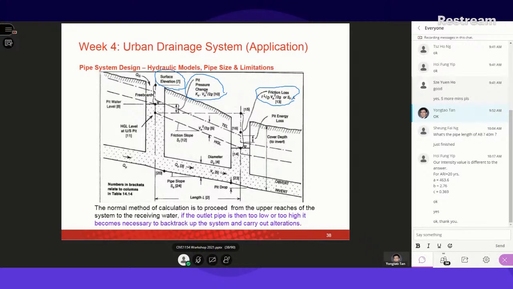And another one is the head loss. The head loss is about the kinetic energy loss due to the friction in the pipe.